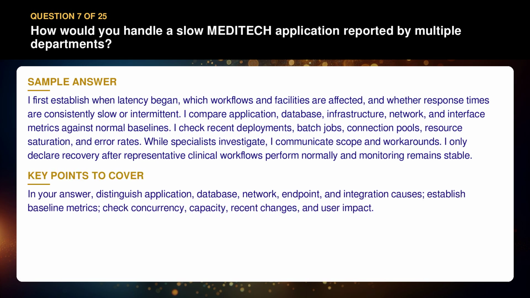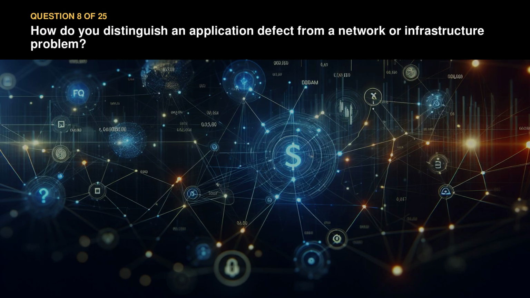In your answer, distinguish application, database, network, endpoint, and integration causes. Establish baseline metrics, check concurrency, capacity, recent changes, and user impact. Question 8. How do you distinguish an application defect from a network or infrastructure problem?